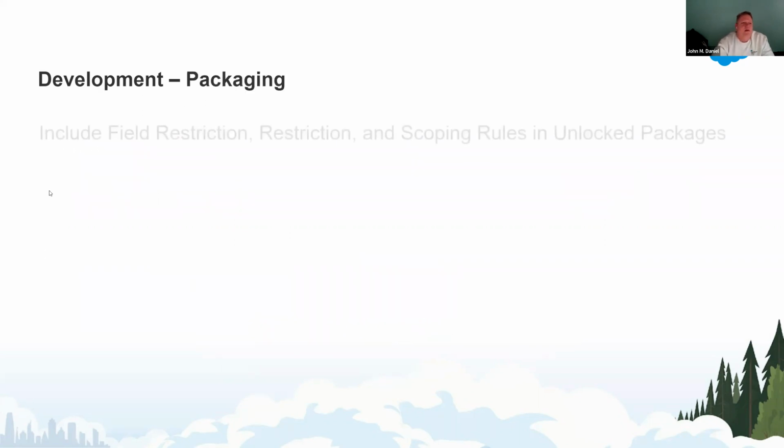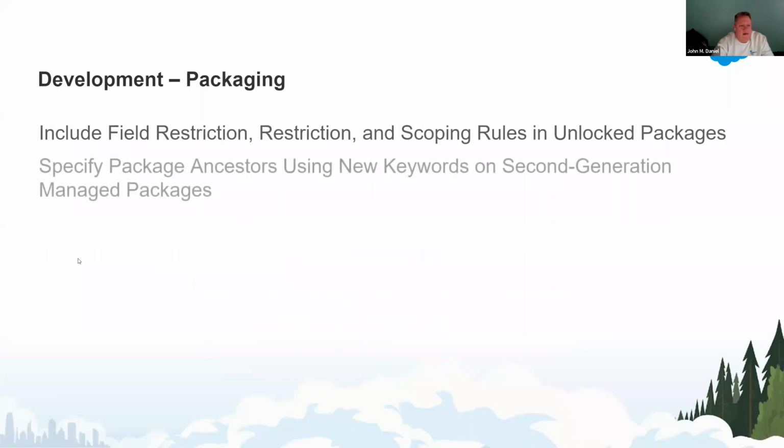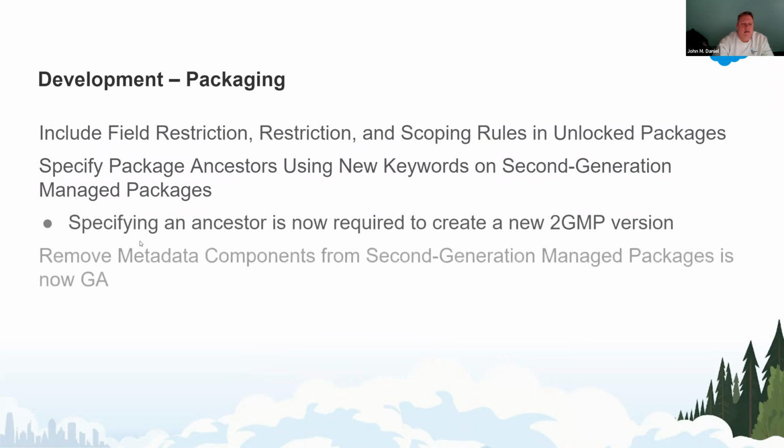So next slide, please. Let's talk a little bit about packaging. There's some things going on in packaging. Most of the changes in packaging were for ISVs and managed package creators. The first one talks about, of course, there's some new things around field restrictions and scoping rules. Those are now allowed to be added to second generation unlock packages, really all packages. Actually, you know what? I don't know. I know it's for unlock packages, you can include it in it.